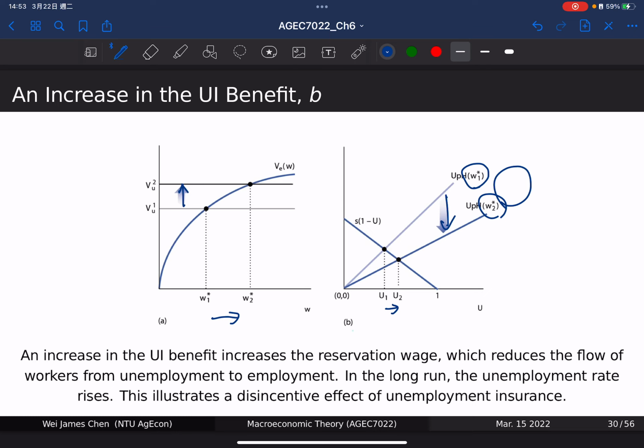So the model's prediction about raising the UI benefit is that it will increase the reservation wage and also increase the unemployment rate. Basically saying that if you raise the unemployment insurance, it will make people actually unemployed. Make people choose to be unemployed actually. The whole mechanism is that the reservation wage rises, so that some people get a wage offer but they decline it and they keep being unemployed.